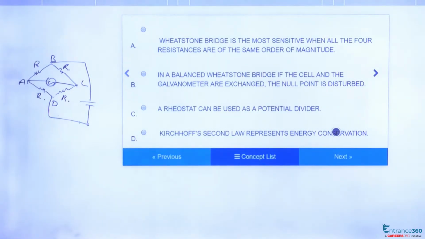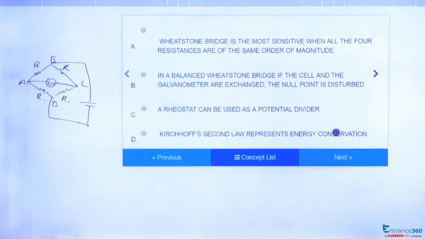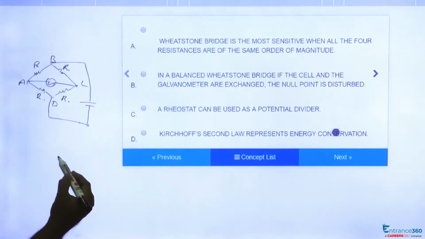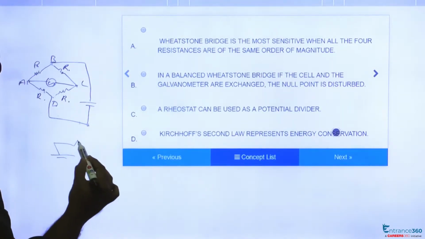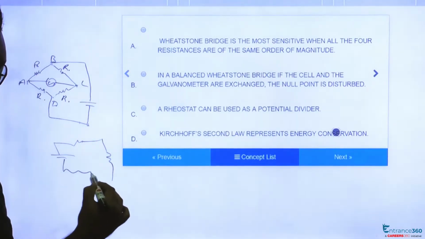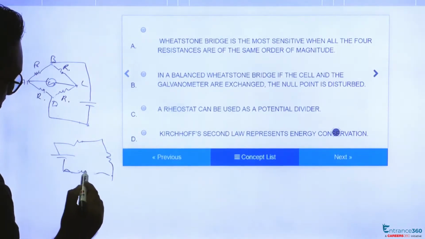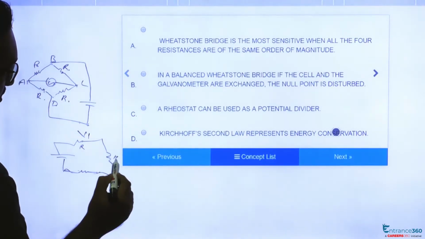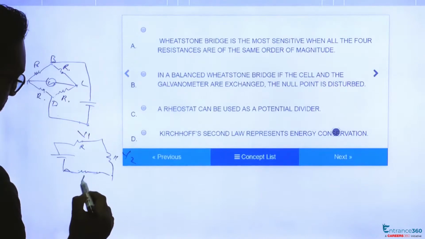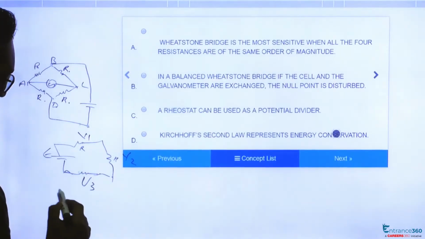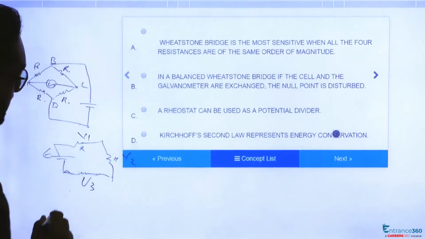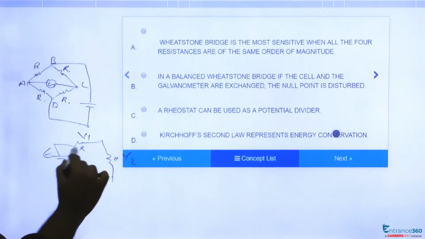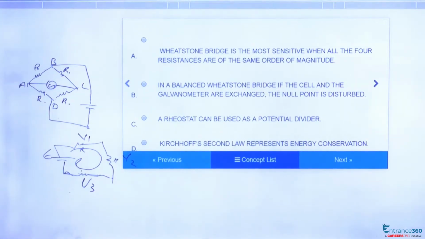And the fourth option is that Kirchhoff's second law represents energy conservation. It's also true. You all know that for Kirchhoff's second law, the sum of voltages across a closed loop is equal to 0. If the voltage across this resistance is V1, this resistance is V2 and this resistance is V3 and our supply voltage is E, the sum of all these will be the same. That is, the energy in this loop will remain the same. So our right option is B.